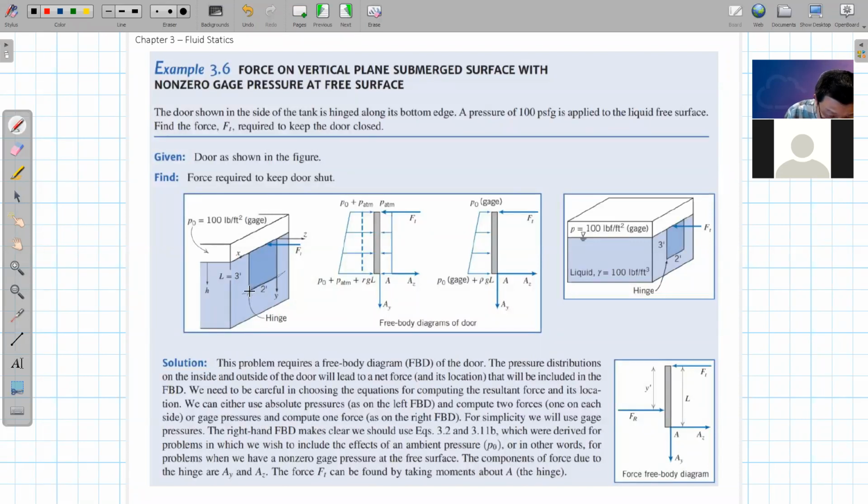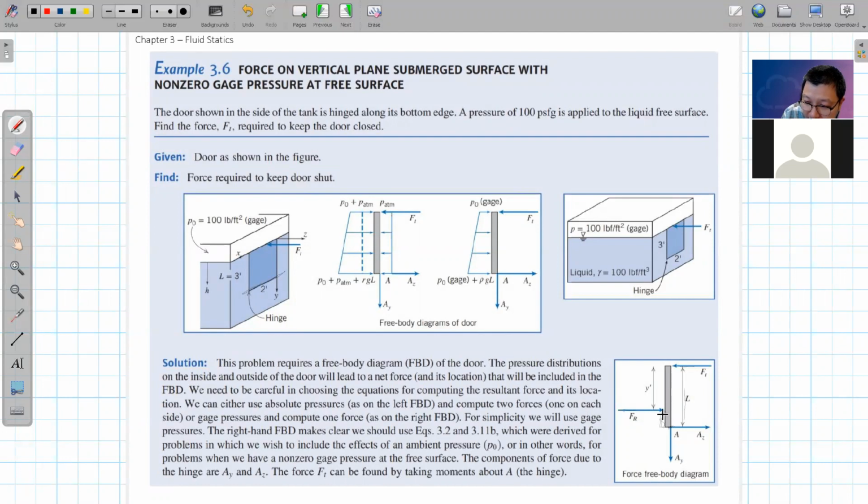Because this is the hinge, obviously this is a moment balance problem. So the moment of this force F of T about this hinge axis should be equal to the moment of the pressure force about this hinge. That is the problem, how we can solve it. When we draw the free body diagram, this is the door, and this is the hinge. This force F of T, the force we are asking for, times this distance L, which is the length of this door, should be equal to the resultant pressure force times this distance.